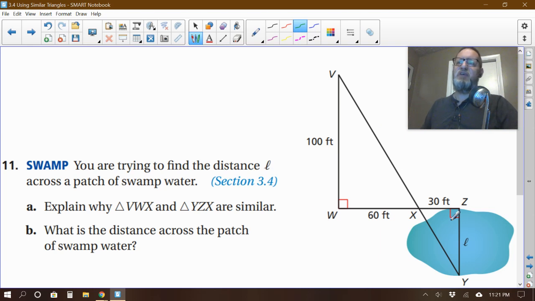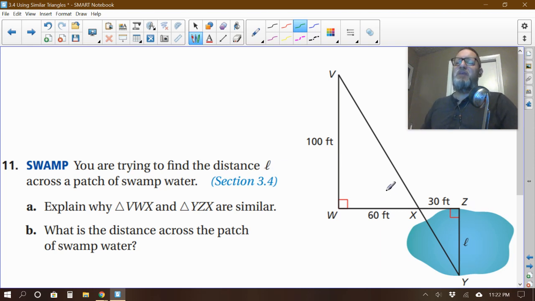Well, VWX and YZX, they are similar. First of all, do you see it? They have that shared vertical angle. So these vertical angles are congruent, and they also both have 90-degree angles. So there we go. We've proven they have two angles in common. So therefore, VWX and YZX are similar. Okay. The second part is how far is it across the swamp? This distance of L. All right.